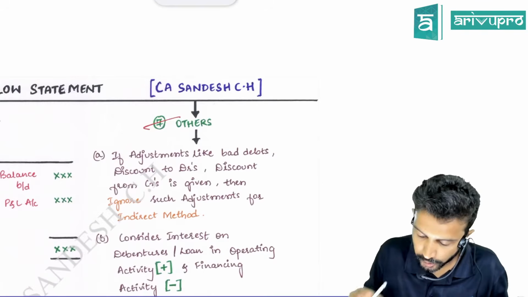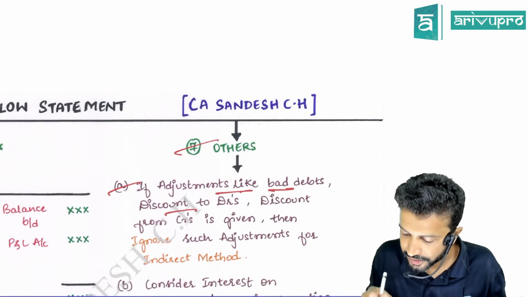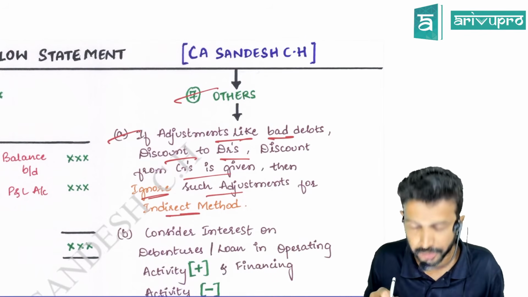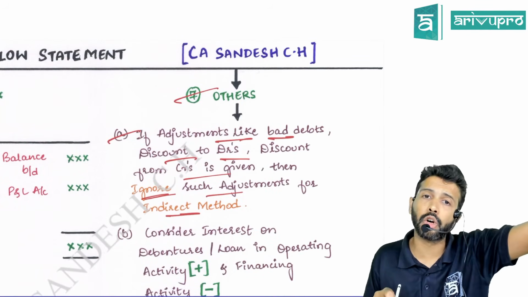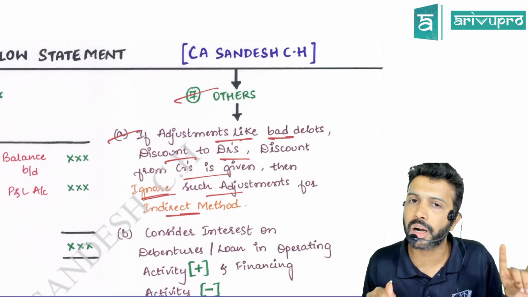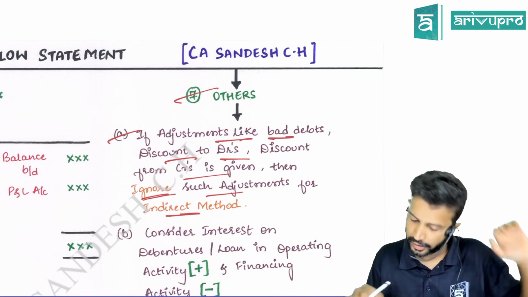Then a few other points you need to remember: if any adjustments like bad debts, discount, etc. are given under the indirect method, will you consider them or will you just ignore them? You ignore them, because they have already gone to P&L. It's already considered. If you try to consider them again, your cash flow statement will not match. So simply ignore them under the indirect method.